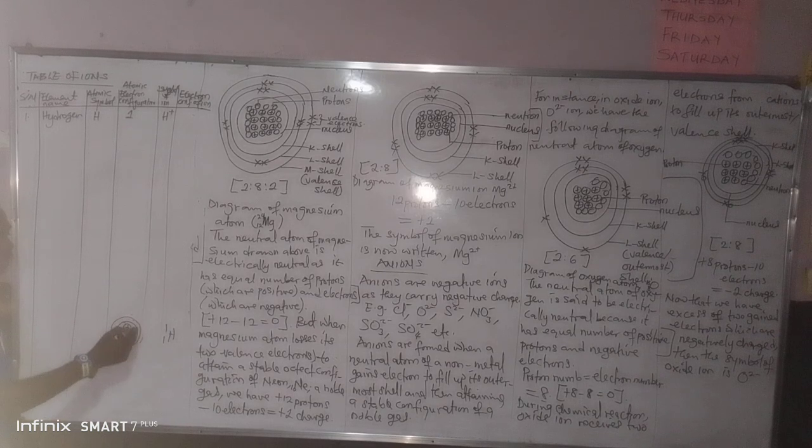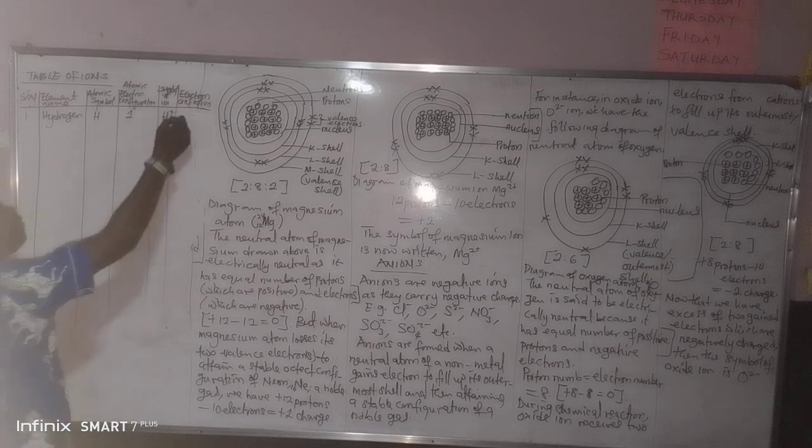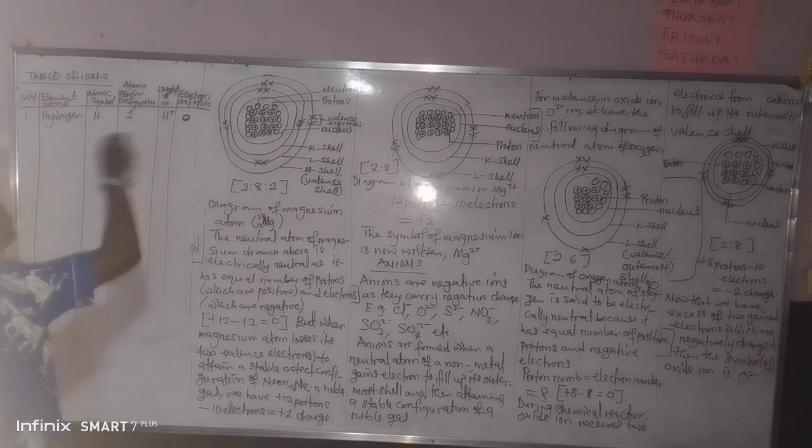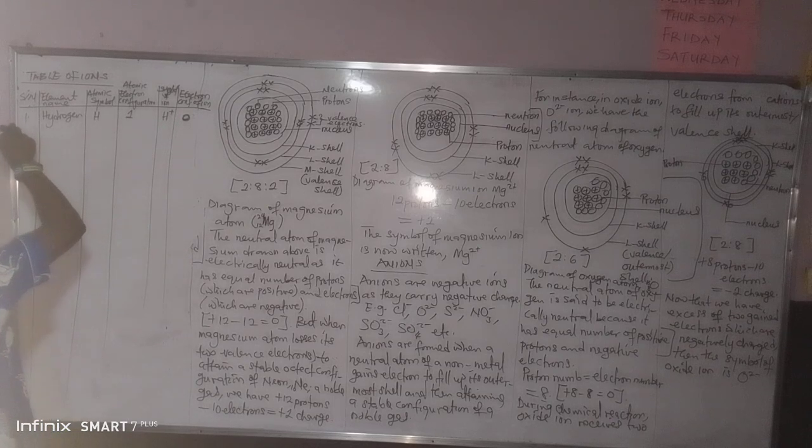So by the time it now loses the only one electron it has, it's going to fall back to a proton as the only component of an atom. So hydrogen ion is often referred to as what? As protons. Take note of that. So then the configuration is now going to be 0, it has no electron again. So that is that. Then number 2 is helium.